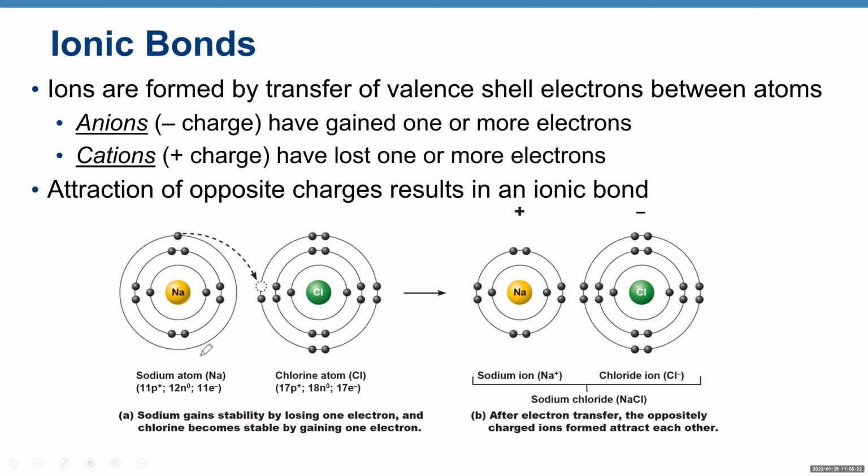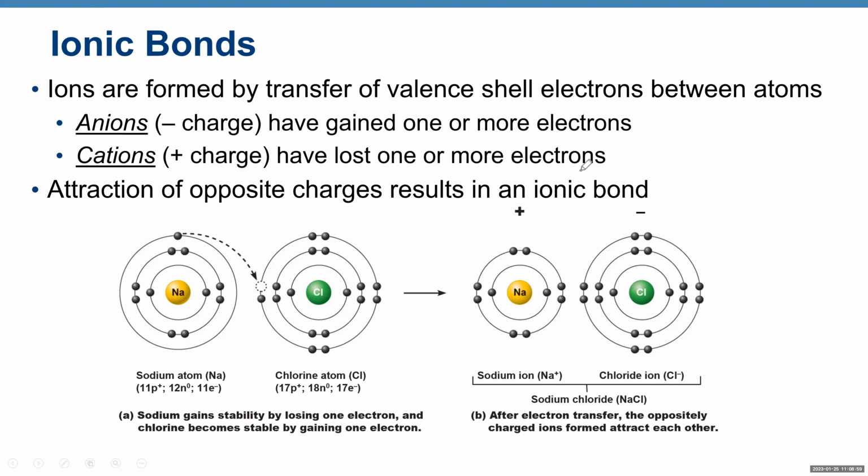So here's our sodium atom that has 1 valence electron. And this is our chlorine atom that has 7 valence electrons. So what's going to happen? Sodium will transfer 1 electron to chlorine. Now, when sodium loses 1 electron, it becomes positively charged, right? Because electrons have negative charge. So we call it a cation. It's a positive charge. That means that the atom has lost 1 or more electrons.